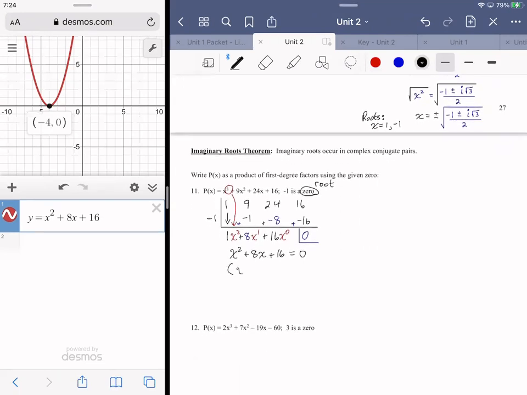So you get x plus 4 times x plus 4 is equal to 0, and then solve and you get your roots, right? But they say write it as a product of first degree factors. So we're gonna do one more example after this. Apologies, folks, because I still got to show you the middle of the road example. So we have the root x equals -1, which corresponds to a factor of x plus 1. P of x can now be written as x plus 1, x plus 4, x plus 4.